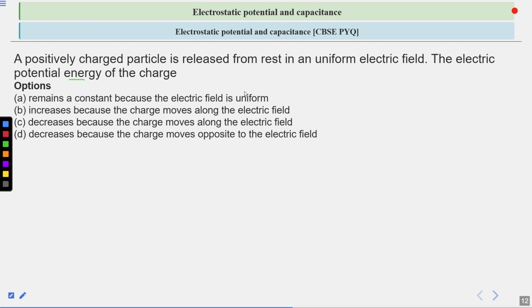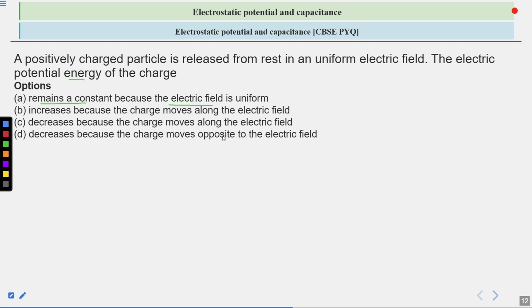Remains constant, because the electric field is uniform. Increases, because charge moves along the electric field. Decreases, because charge moves along the electric field. Or decreases, because charge moves opposite to the electric field.